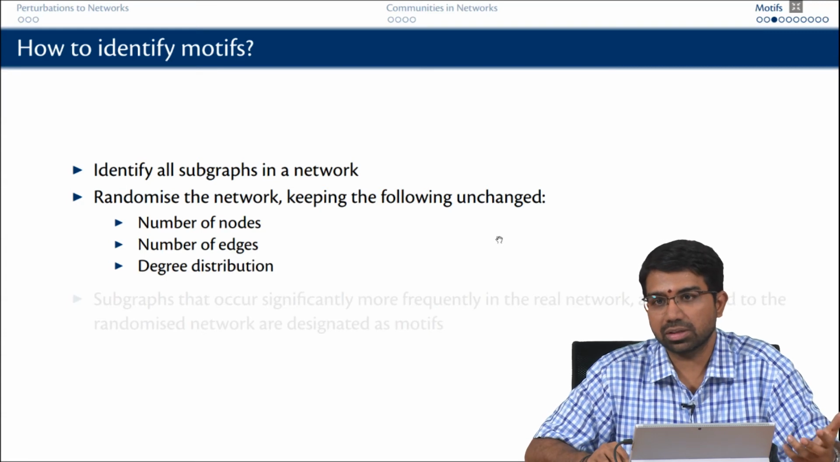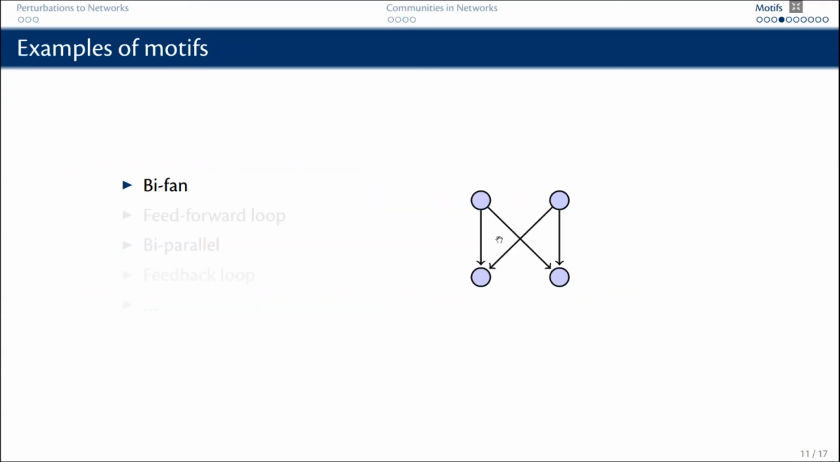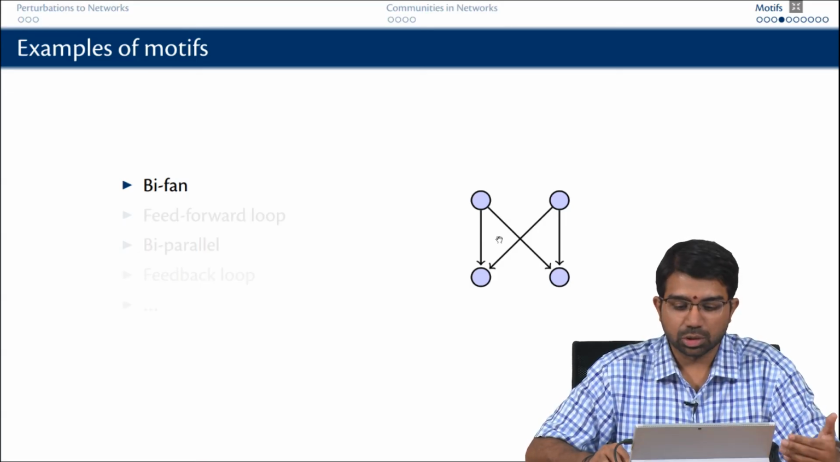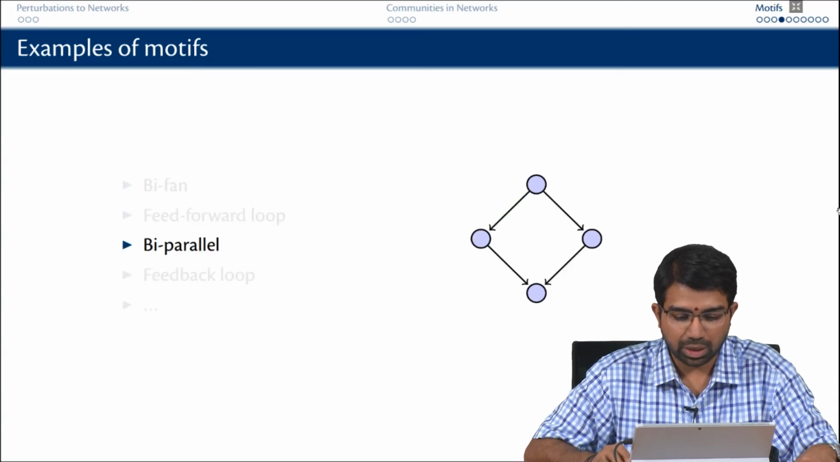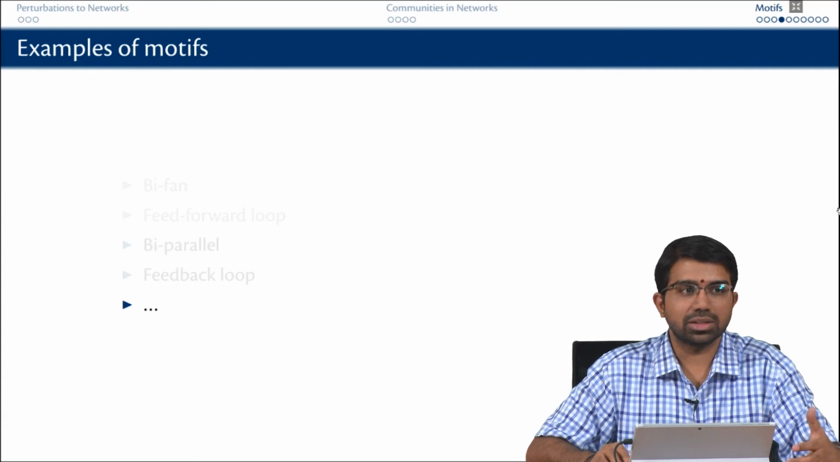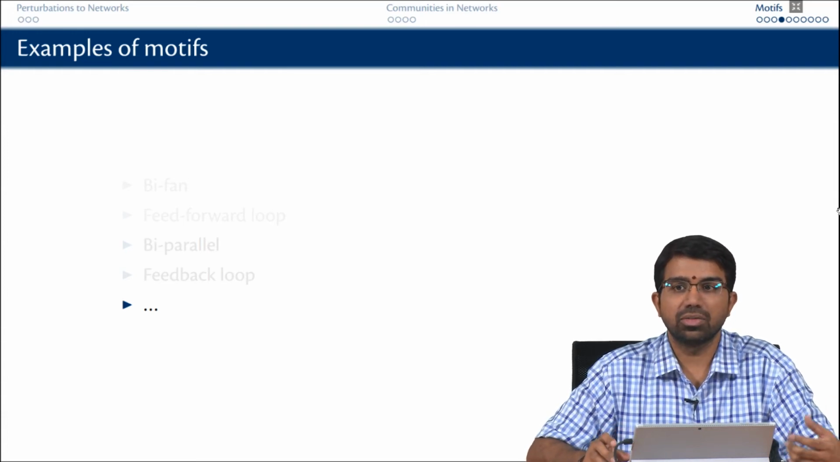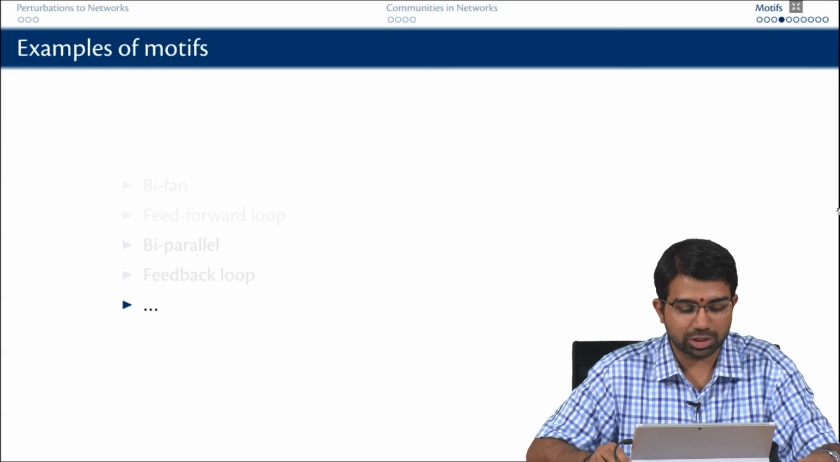For this, we discussed a couple of strategies to randomize the network, and following this procedure, the subgraphs that occur significantly more frequently in the real network compared to random will be designated as motifs. So what kind of motifs one might observe? You might observe something that's known as a bifan, that's seen here, or a feed forward loop, a biparallel motif, or a feedback loop. Right? And you can have many more different kinds of motifs. One thing you can imagine is that the number of motifs exponentially increases with the size of the motif and of course the size of the network, the number of motifs that you can potentially find.